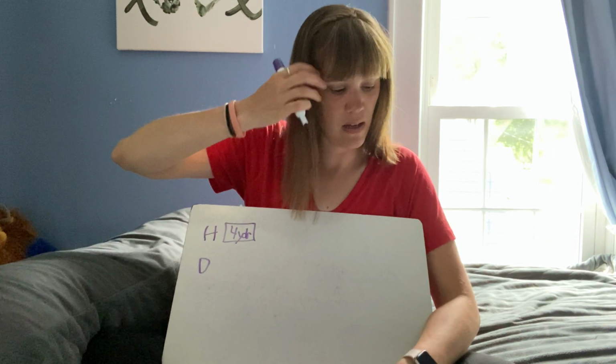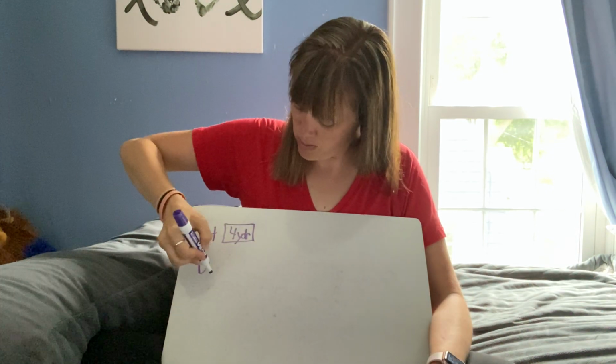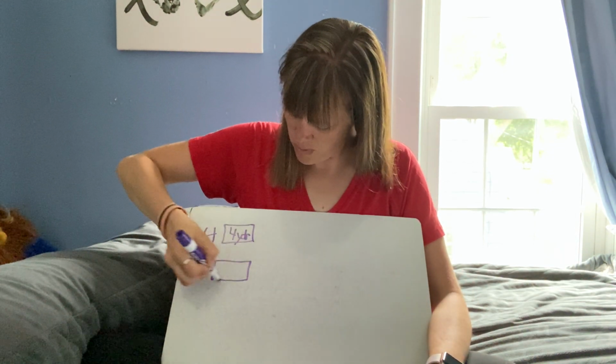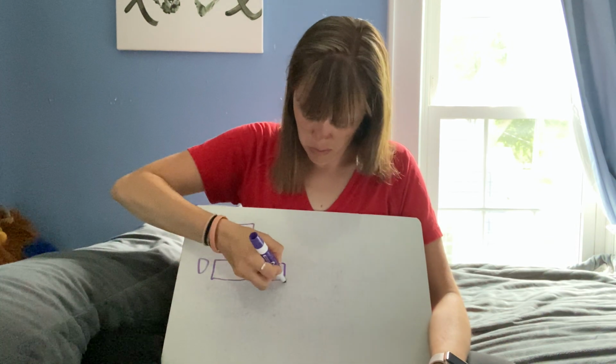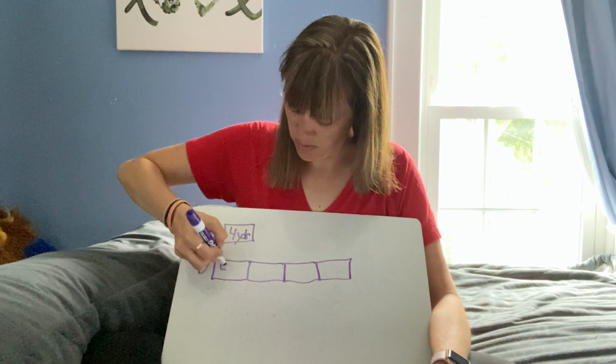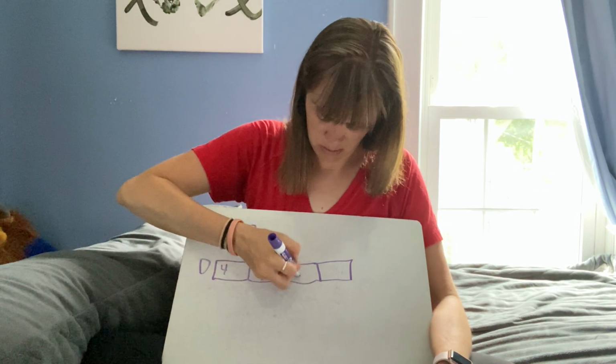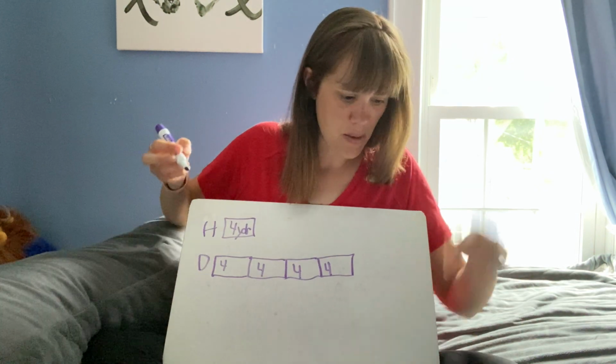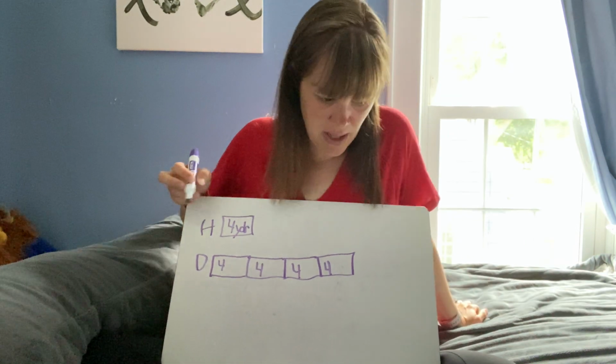And Daniel has 4 times as many. So he's got 4 of those. 1, 2, 3, 4, right? And they're each worth 4 yards. It says, how many more feet of rope does Daniel have compared to Helen?